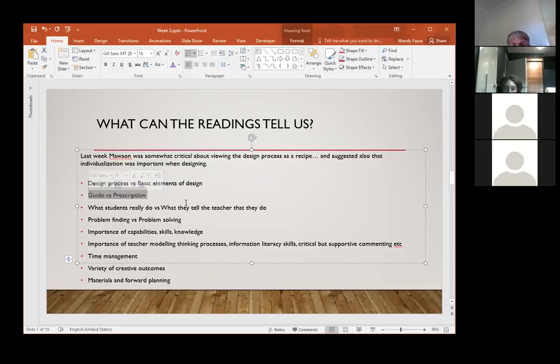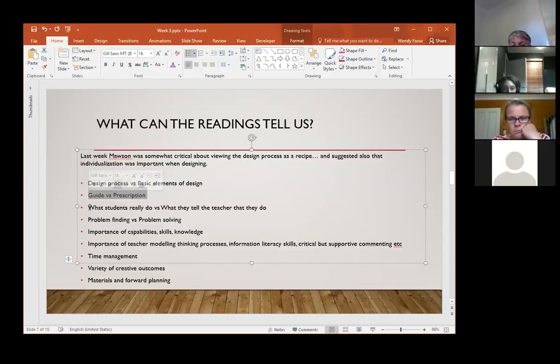And somewhere in the middle, between years 3, 4, and 5, and year 6 and year 1, you've got some... If you over-prescribe, you're no longer a guide, you're telling them what to do. If you don't guide them well enough, they're going to get lost. Where do you find that balance? So that's another critical issue.